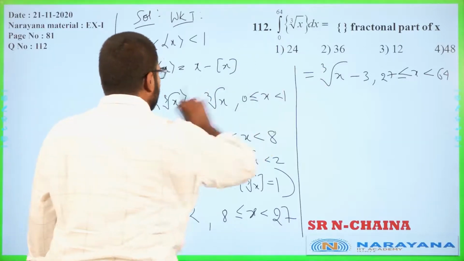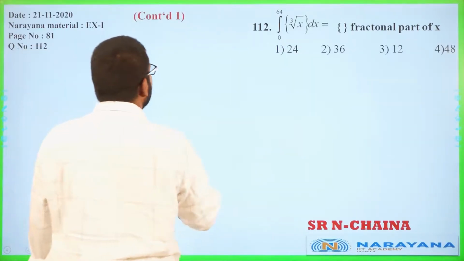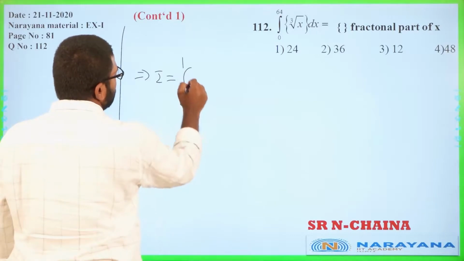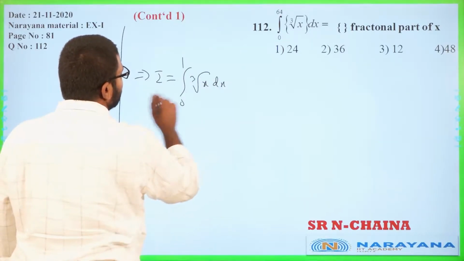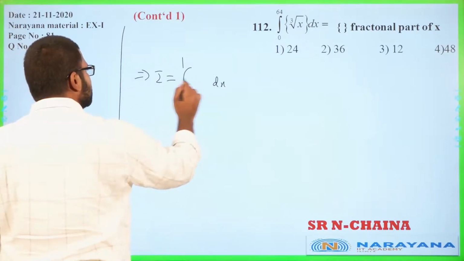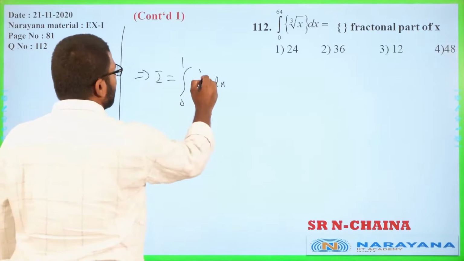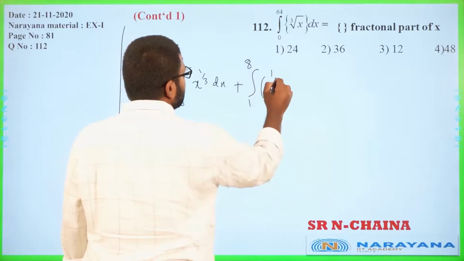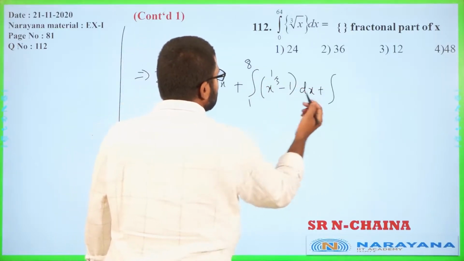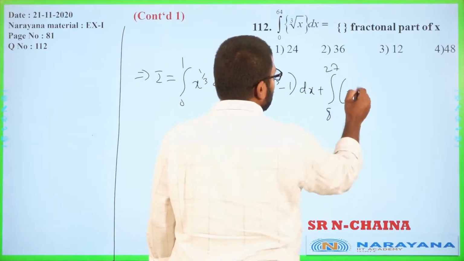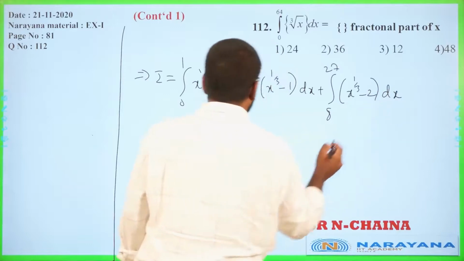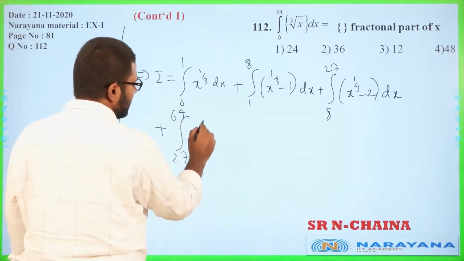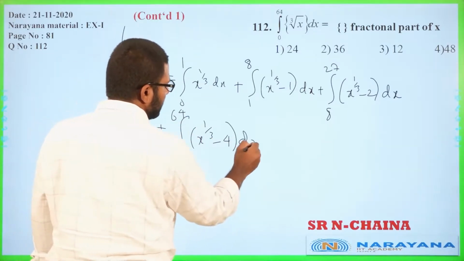Okay, so with all this understanding, we know where to split the integral now, which means I is equal to integral 0 to 1 cube root of x dx, or let us just write it as x raised to 1 by 3, then plus integral 1 to 8 x raised to 1 by 3 minus 1 dx plus integral 8 to 27 x raised to 1 by 3 minus 2 dx plus integral 27 to 64 x raised to 1 by 3 minus 3 dx.